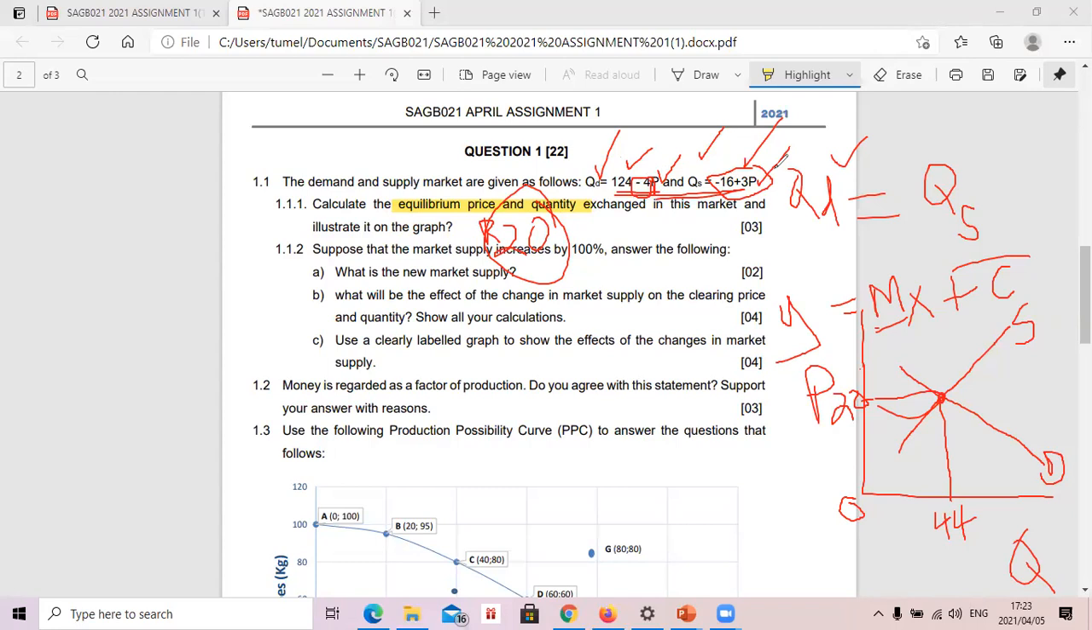You substitute, then you get what? You substitute the value of P in any of QD or QS to get the equilibrium quantity. Do you understand?